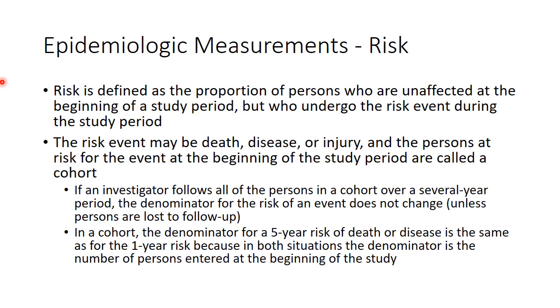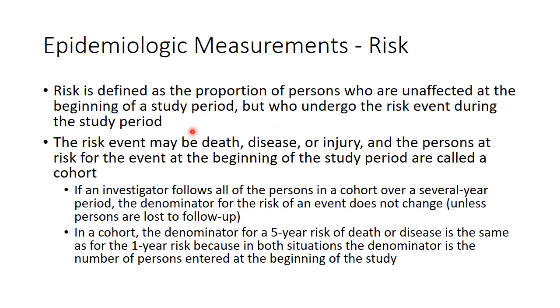So here's another important concept we're looking at, and this is termed risk. A lot of people wonder, well, what's my risk of developing disease over a particular time period? This is where a lot of these epidemiologic studies can be useful. Basically, risk is what we use to define the proportion of people who are unaffected at the beginning of a study period, but who undergo the risk event during the study period, right? So these are people that start off healthy at the beginning of a study, and the risk is going to be the number of people who actually develop that event throughout the study period, right?